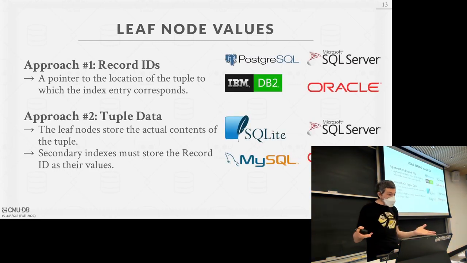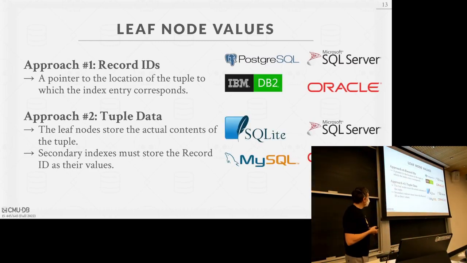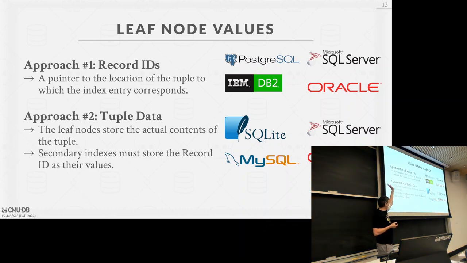So different database systems do different things. The first approach where the value is actually the record ID, that's what Postgres does, and SQL Server, DB2, and Oracle. But having the data actually in the leaf nodes of the index, that's what MySQL does by default. They're probably the most famous one that does this. SQLite does it as well. In SQL Server and Oracle, you can actually specify for each table whether you want it to be index organized or not. The default is it's not, but they do allow support for this.